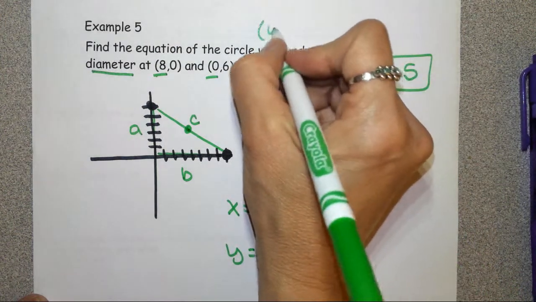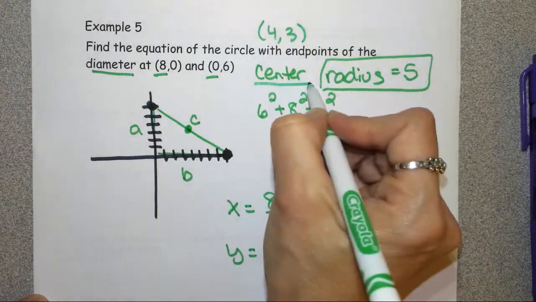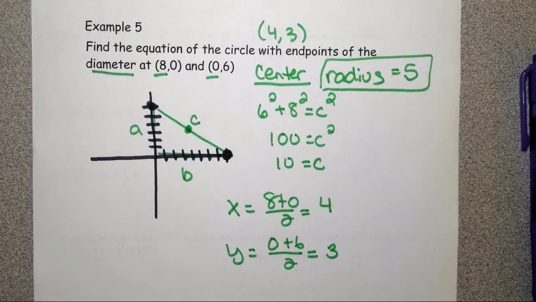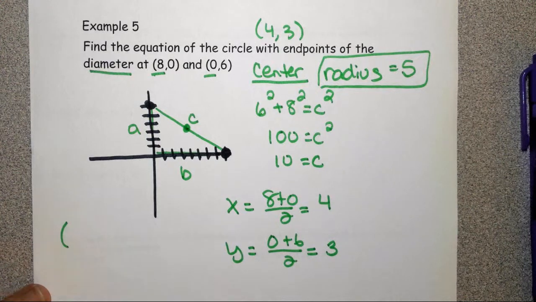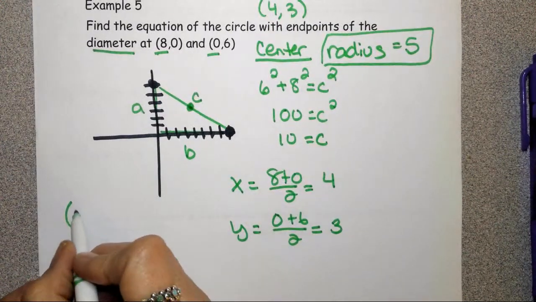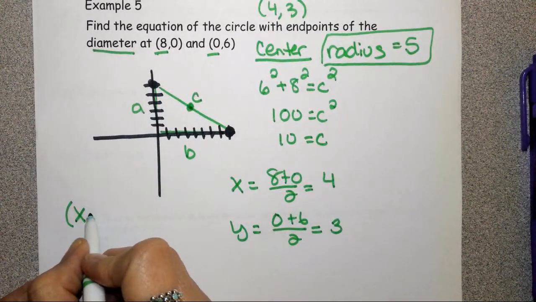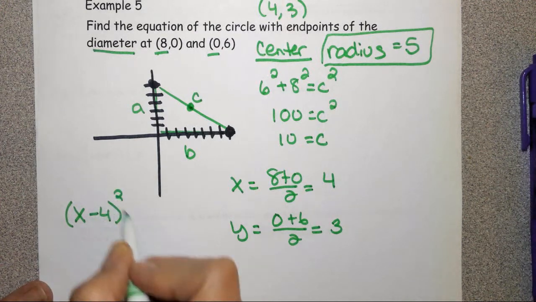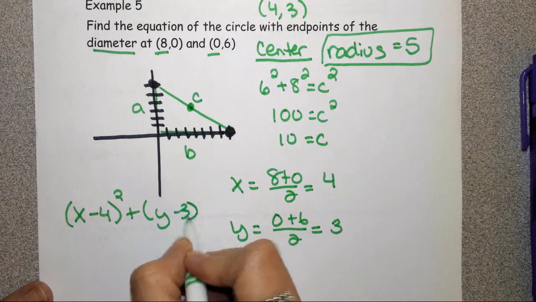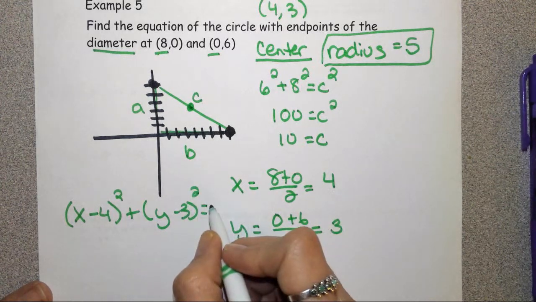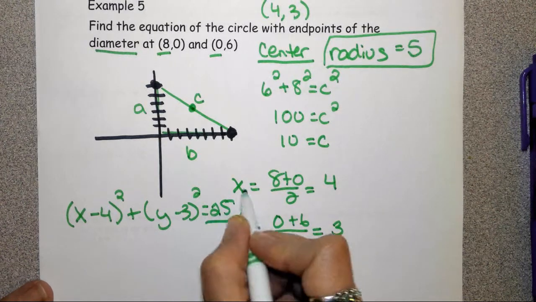So where's my center at? 4, 3. So if I have the center and I have the radius, can I write the equation in standard form? Yes. So what am I going to write for my equation? X, good, minus 4 squared plus, what's next? Y minus 3, squared equals 25. You always have to remember it's always r squared.